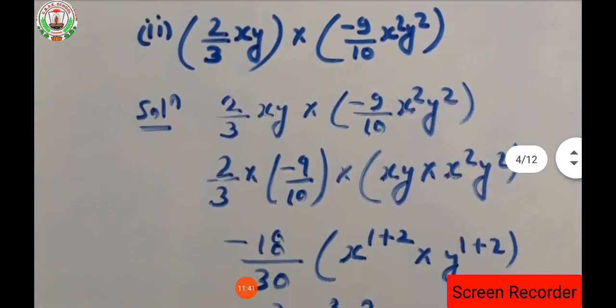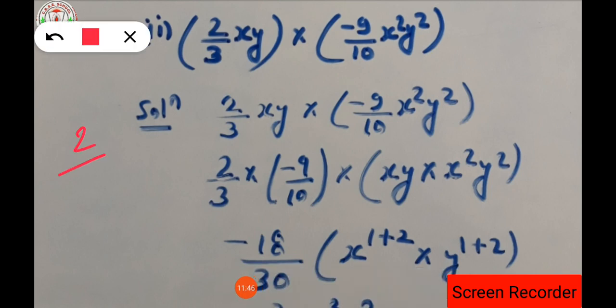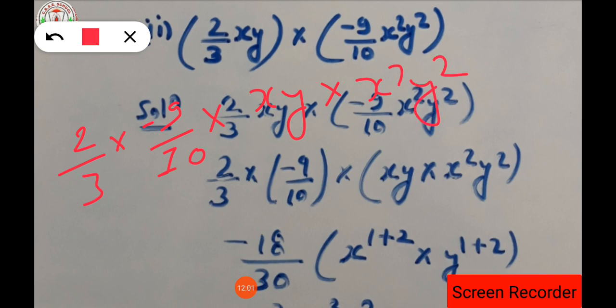What does the second part say? Here I said you have to find the product, isn't it? So individually the numbers are going to be multiplied, that is 2 by 3 will be multiplied with minus 9 by 10. Then x into y will be multiplied with x square y square individually. So after this, can this 3 be cancelled in the table of 3? How many times? 1 time. And 9 will get cancelled in the table of 3 how many times? 3 times. Then 10 will get cancelled in the table of 2 how many times? 5 times. And 2 will get cancelled in the table of 2, 1 time.